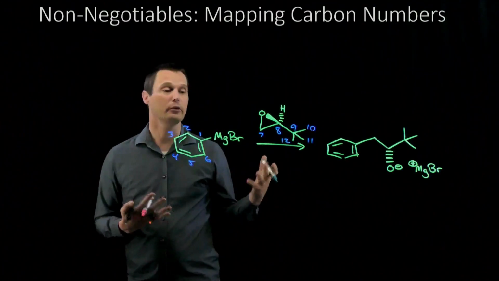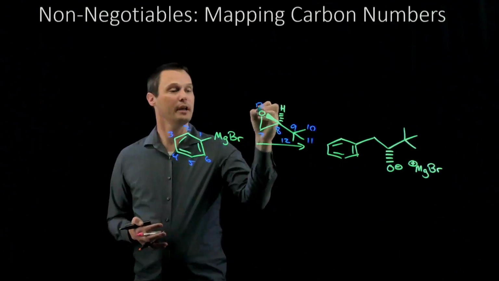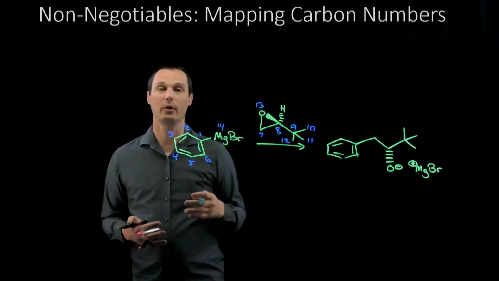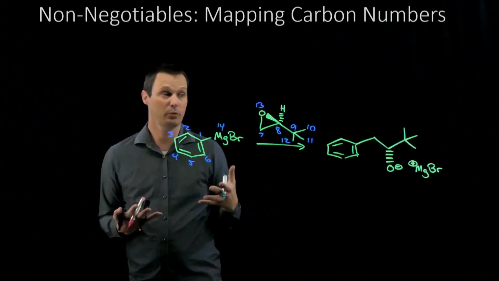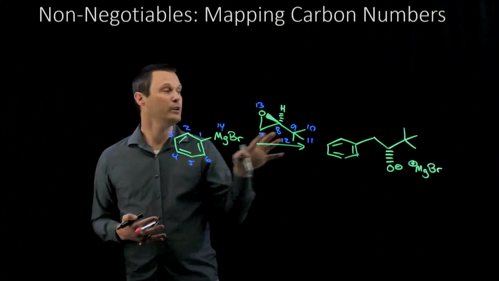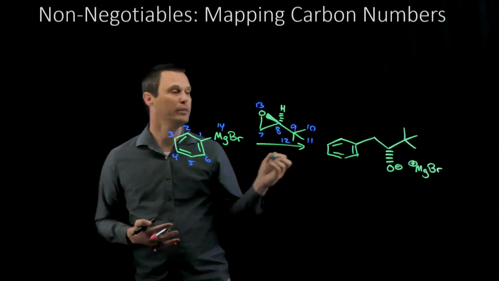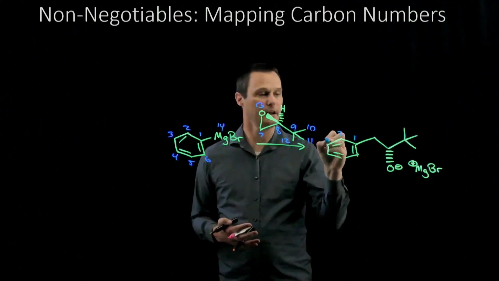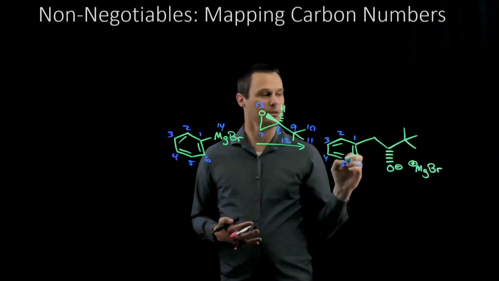Now we're ready to map them over. If we want to, we can also number the oxygen and even the magnesium if we want to. We can number whatever we want. It's your system. You can number whatever you want. I see this benzene ring here that's also in the product. So I'm going to go ahead and call these carbons 1 through 6 again. That's going to help me map these carbon atoms into the new product.